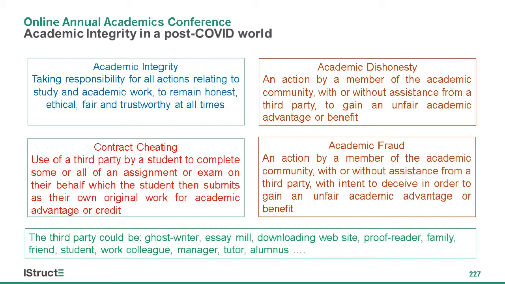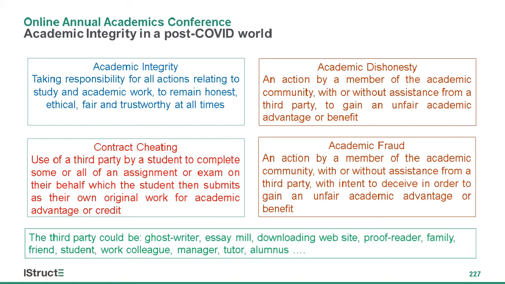Contract cheating is use of a third party by a student to complete some or all of an assignment or exam, which the student then submits. Academic fraud is an action by a member of the academic community, with or without assistance from a third party, with intent to deceive in order to gain an unfair advantage or academic benefit.